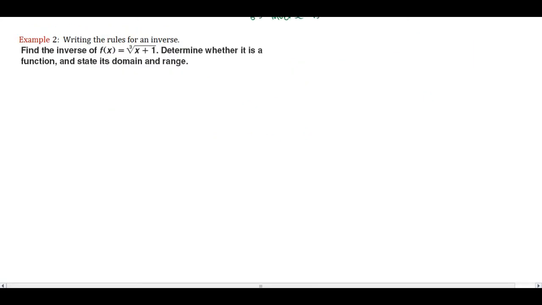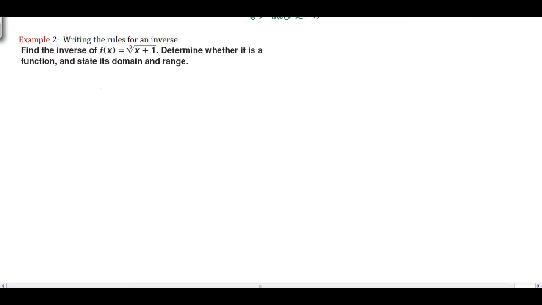All right, beautiful work on that problem. Now let's talk about example 2. How the heck do you find an inverse? Finding an inverse is not a big deal. The only thing you want to remember is that you replace the x's with the y's and the y's with x's, because it's a reflection over that diagonal y equals x line.